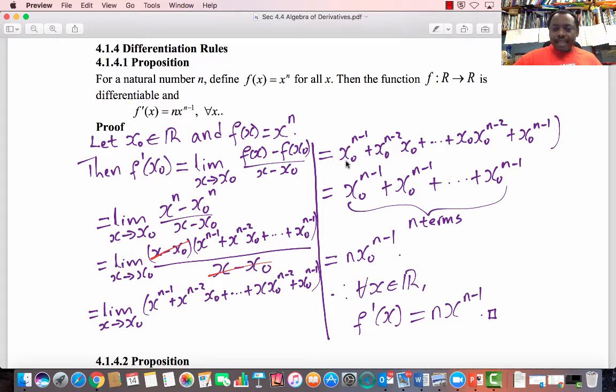And you realize that each term would be x naught raised to the power n minus 1, and there are n of such terms. Adding all of these, we have n times x naught raised to the power n minus 1. And therefore, for every x in R, f prime of x would be n times x raised to the power n minus 1. And we're done. And we just proved the power rule for differentiation.